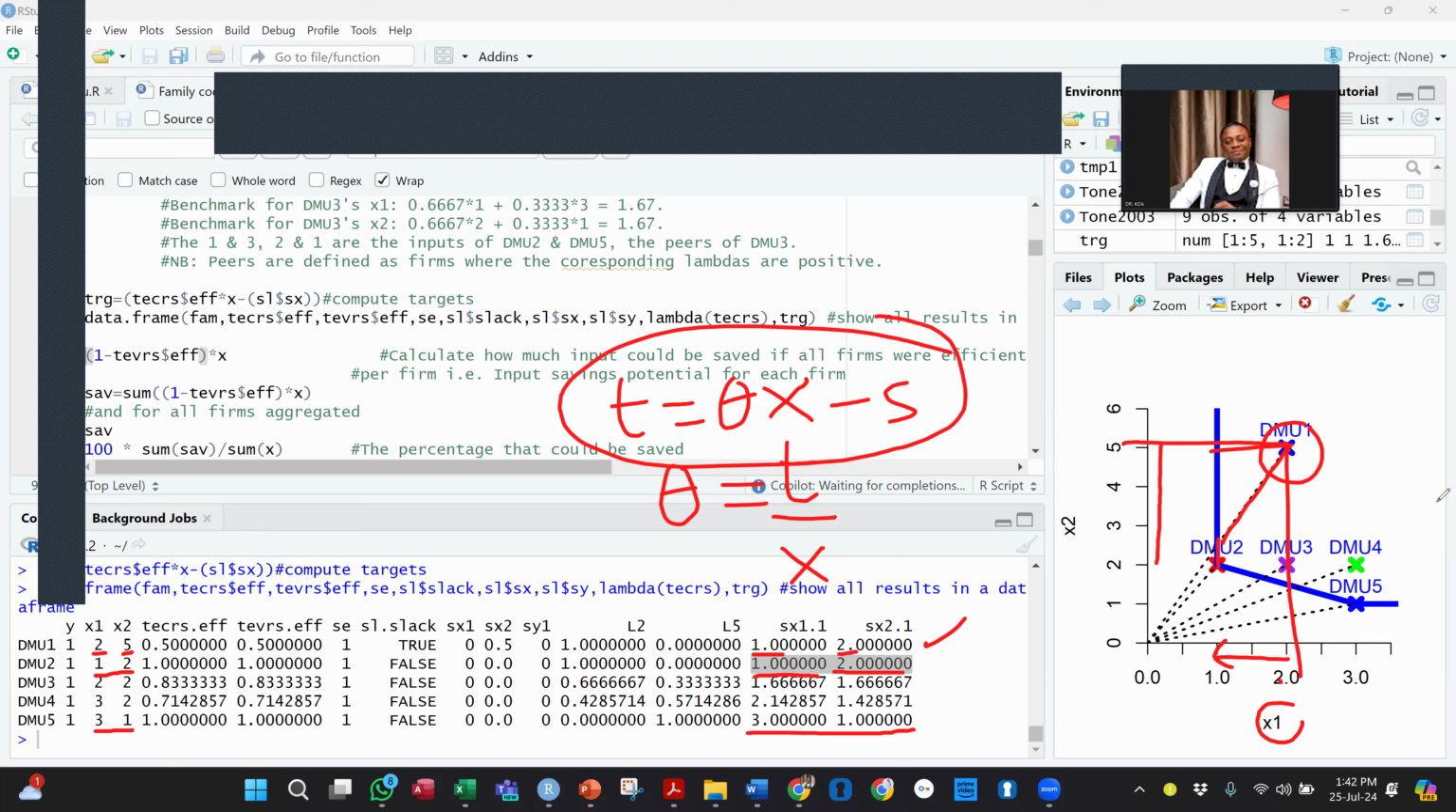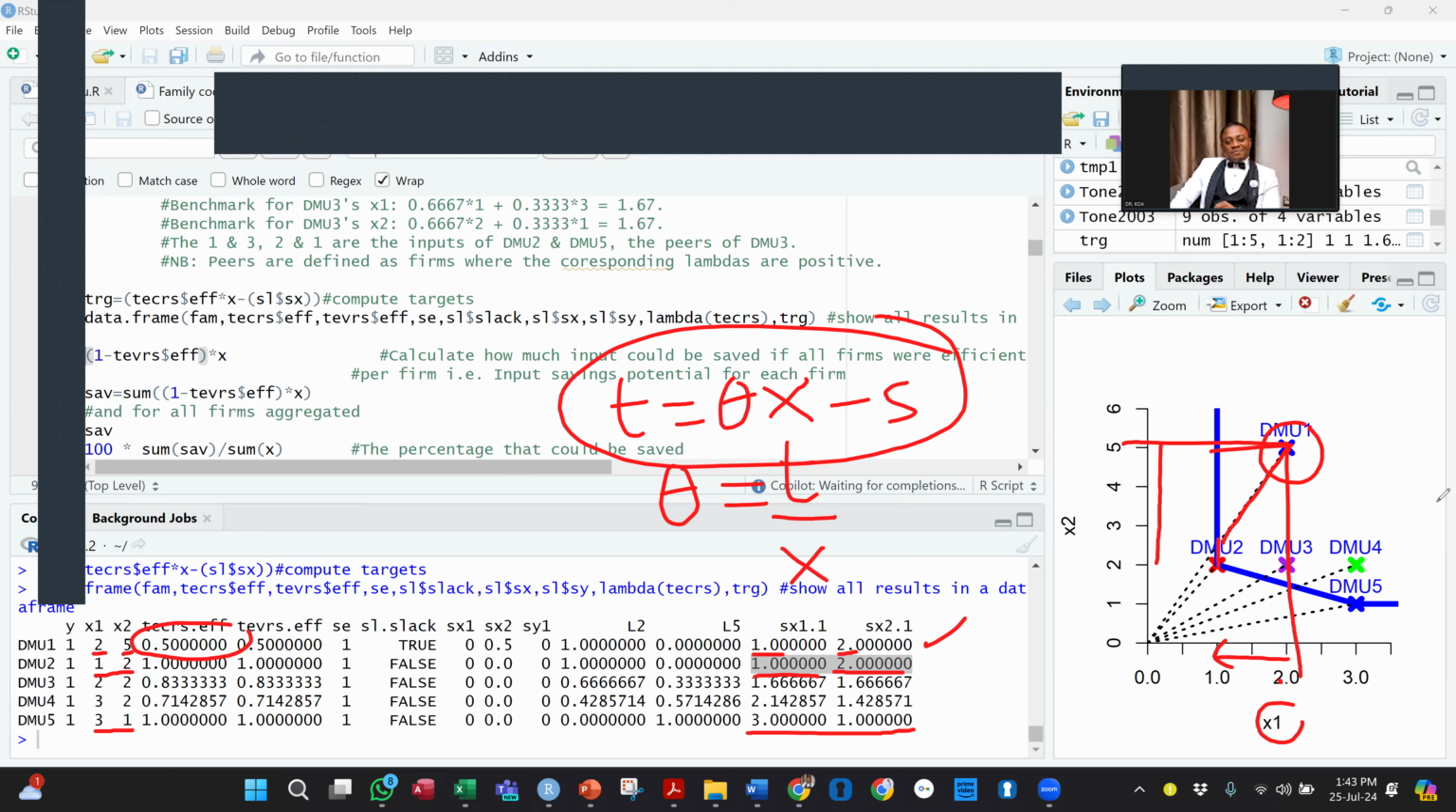Now, if you check the formula carefully, the only thing that I'm using here is theta, the efficiency score, and the actual. But if there are slacks, you take care of the slacks as well. Now let's check the efficiency score for DMU 1. The efficiency score for DMU 1 was 50%. Do you remember? Well, in case you don't know, it's here. That's the efficiency score for DMU 1.